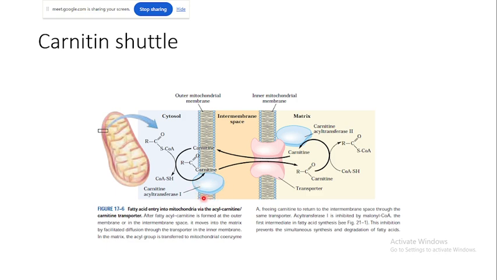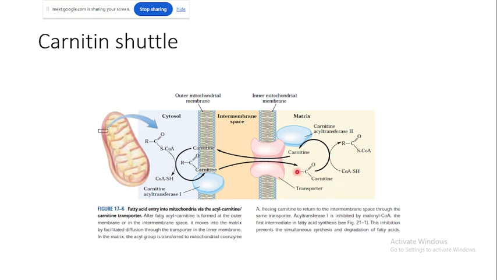So it will transfer this fatty acyl carnitine from the cytosol to the intermembrane space of the mitochondria, and in the inner membrane there is a transporter. So through this transporter, this fatty acyl carnitine will enter into the matrix of the mitochondria, right?